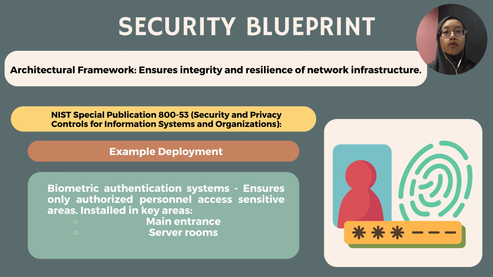Our security blueprint serves as an architectural framework for our network security strategies. It ensures the integrity and resilience of our network infrastructure. For example, we deploy biometric authentication system in key areas of the office, such as the main entrance and server rooms. This is because we want to ensure that only authorized people can access sensitive and private areas.